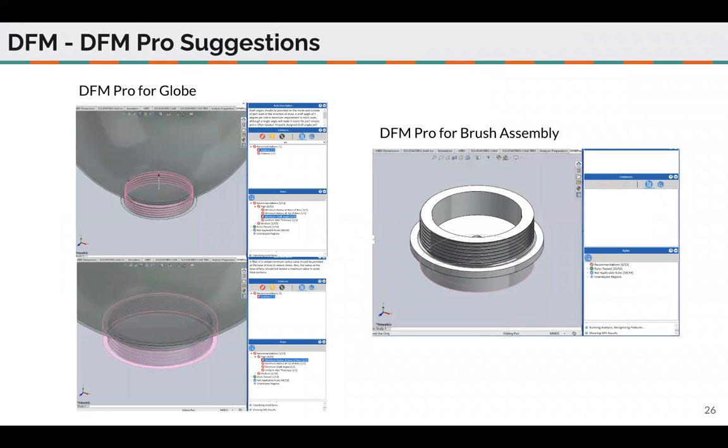To account for design for manufacturing, we put our globe design and our brush assembly design into DfM Pro. For our globe design, DfM Pro suggested that we minimize the draft angle, and for our brush assembly, they had no suggestions that they could give.